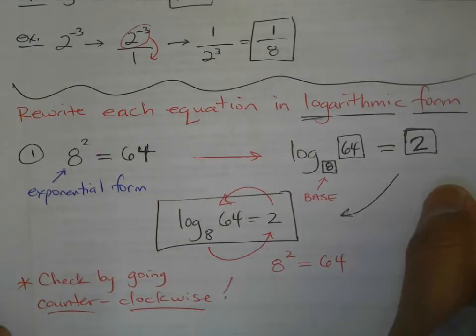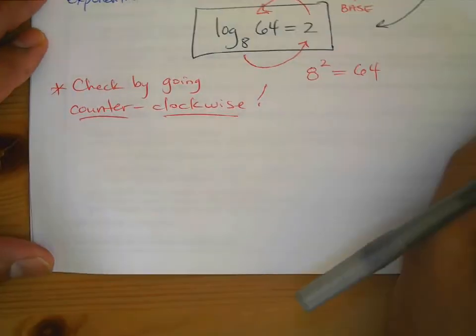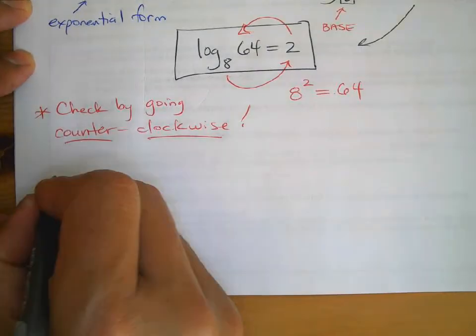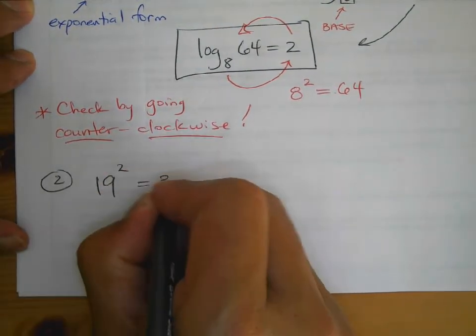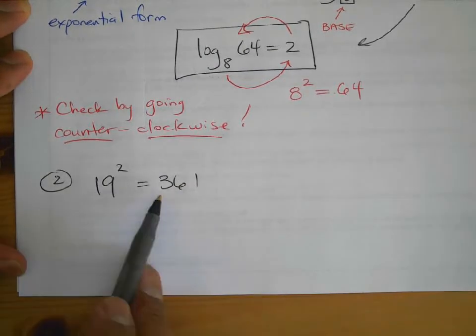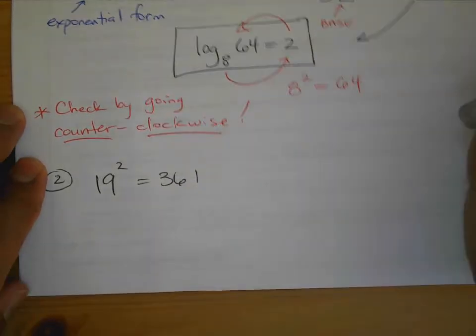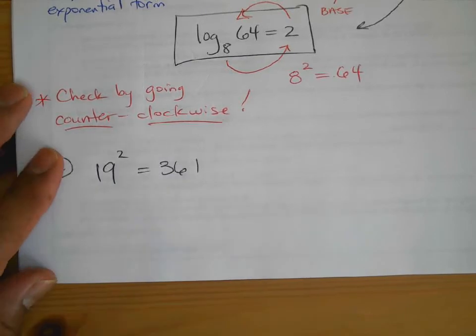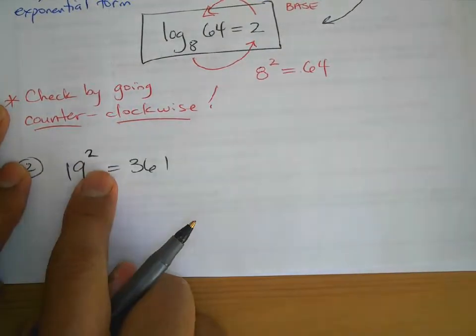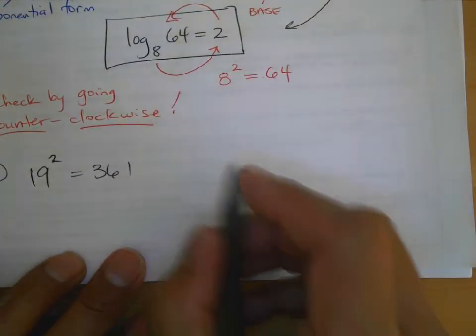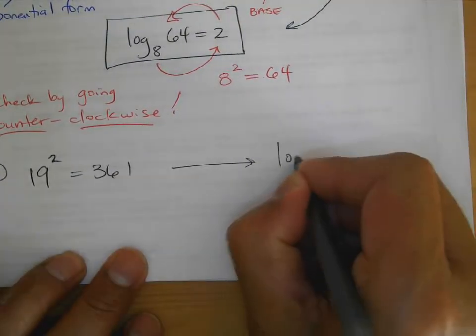Okay, let's do another one. Number 2. 19 squared is equal to 361. You don't have to prove it. It's true. You can check it if you want on your calculator. 19 times 19 is 361. This is obviously an exponential form. How do you write it in this new form, logarithmic form?